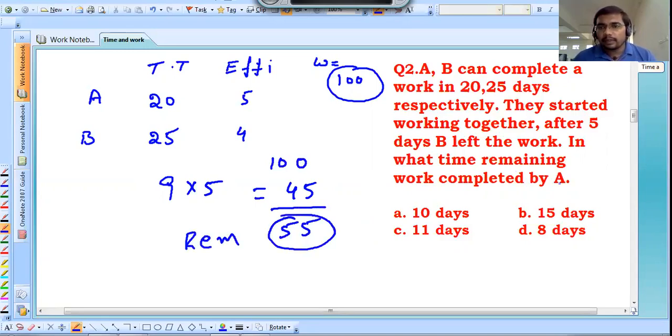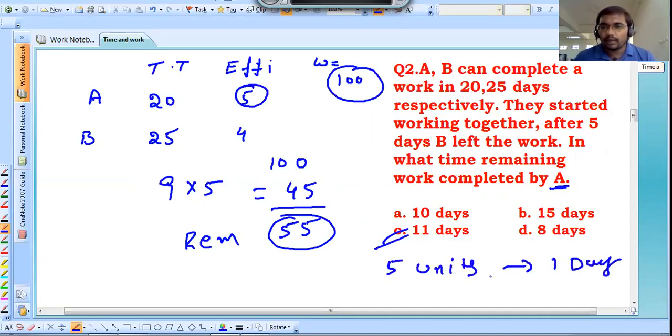This 55 units is completed by which person? A. Daily he will complete how many units here? 5 units. 55 units, 11 days he will take. Just observe this one. One day 5 units. 55 units, how many days? This is your question. Obviously 55 units will be 11 days.